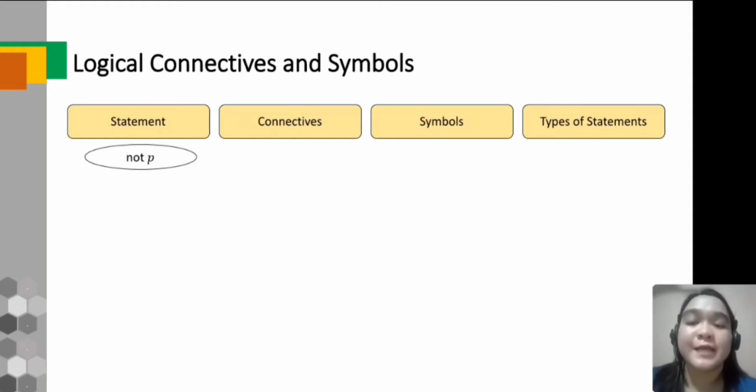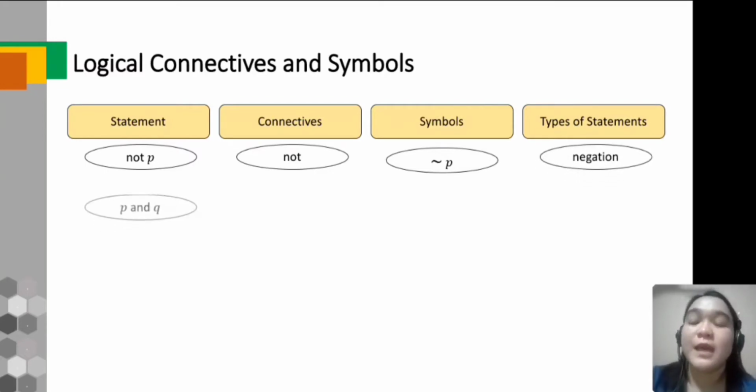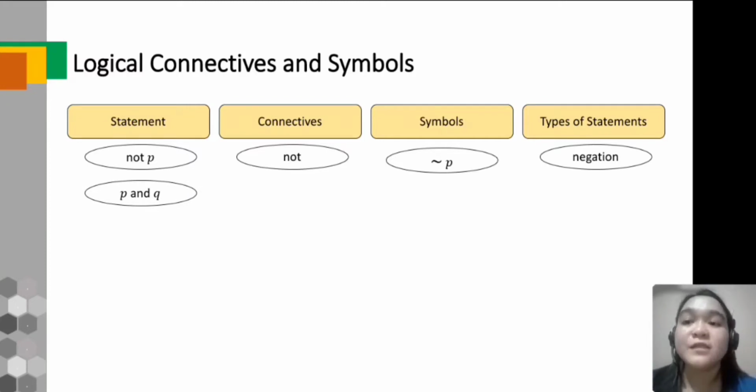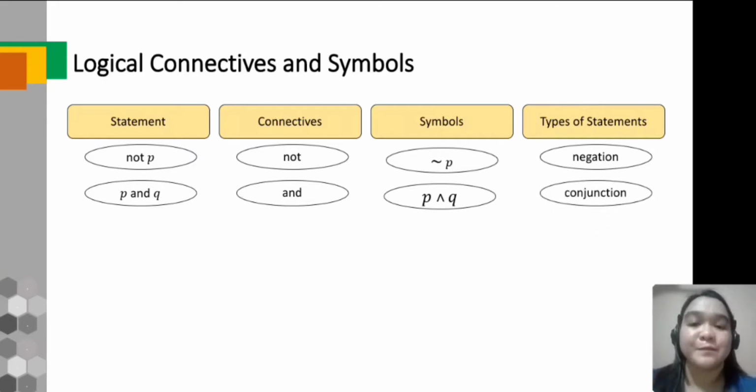We have the not P statement, and it has a connective "not", and this is the symbolic form, and also this is read as negation P. This is the negation statement. Next, we have the P and Q statement. The connective used is "and" and this is the symbolic form. This is now the conjunction statement.